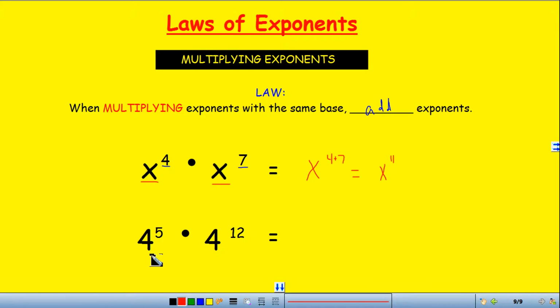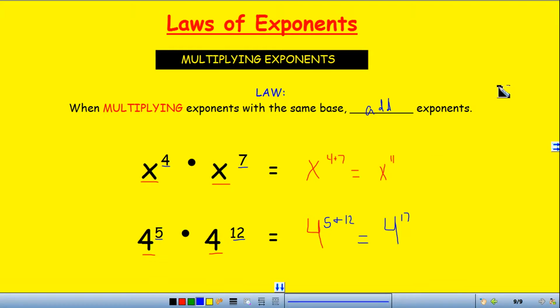So let's look at the next one. We have 4 to the 5th power times 4 to the 12th power. Now we do have the same bases, and that base is 4. And since we have the same base, that means we can add our exponents. And when we're adding our exponents, that gives us 5 plus 12. And we know that 5 plus 12 equals 17. So our final answer is 4 to the power of 17. That is the rule for multiplying exponents.